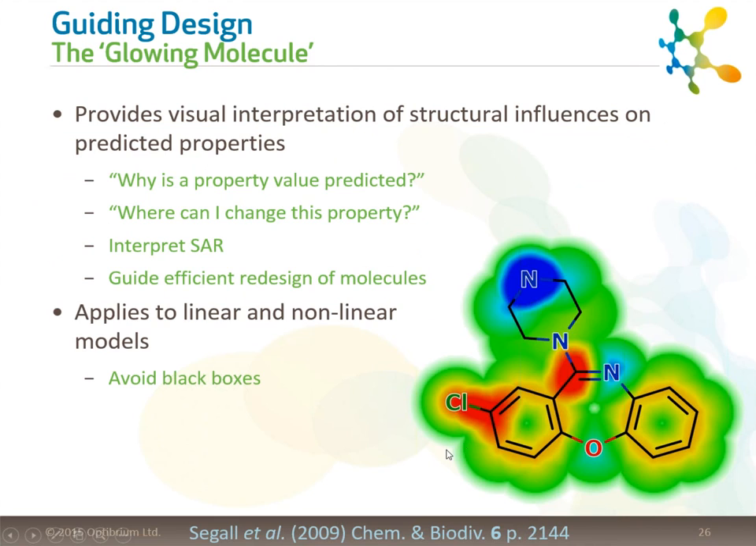This in the bottom right is very simple. It's actually for the logP, so you'll recognize the red regions are those that have the greatest effect to increase the lipophilicity, while the blue regions have the greatest effect to decrease the lipophilicity of that compound. So it's an interpretation of the SAR and helping to guide that design process. And as I just illustrated, this can apply equally to linear and nonlinear models, and avoid those nasty black boxes where it just says good, bad, and you don't understand why.